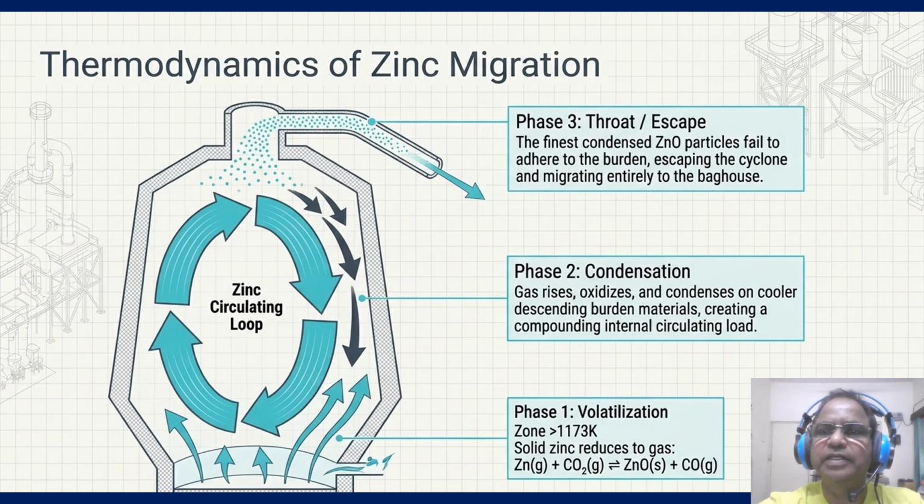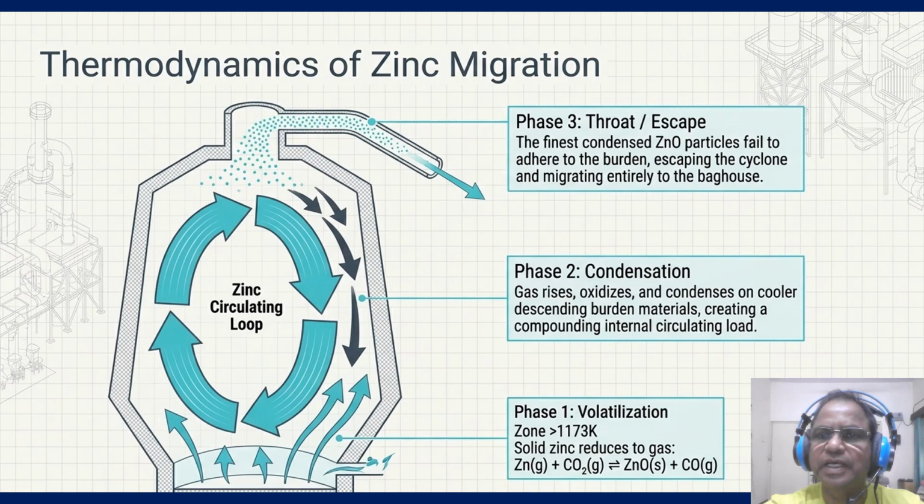Why does the fine dust carry the tramp element? Look at the cross section of the furnace throat. We have a zinc circulating loop. In phase 1, in the high temperature zone above 1173 Kelvin, solid zinc volatilizes into gas. The reaction governed this behavior. As the gas rises in phase 2, it oxidizes and condenses onto the cooler descending burden.